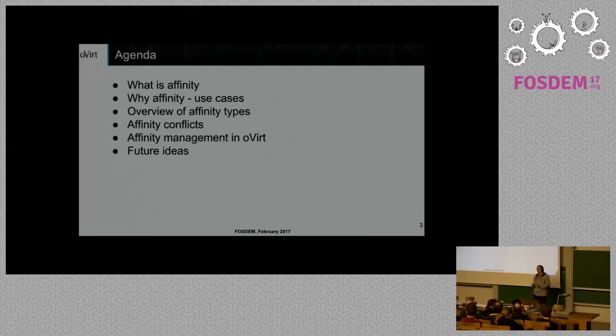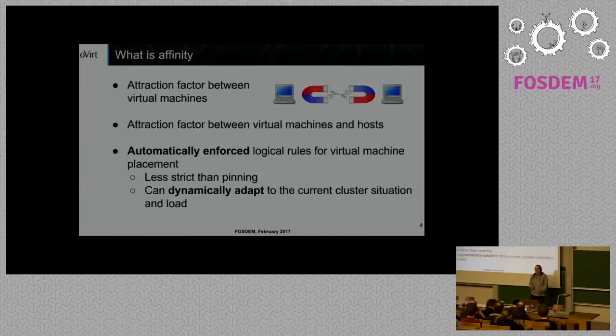So first I'll actually tell you what we think the Affinity is, what use cases we see for Affinity, then we'll overview the actual Affinity types we decided to implement. I'll show you something about Affinity conflicts. We'll talk about the actual management of Affinity in oVirt. And then I'll discuss some future ideas, and we'll have time for questions.